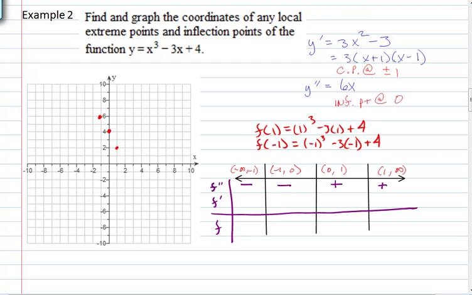Now let's look at the first derivative. Going up here to the first derivative where I have it factored. If x is between negative infinity and negative 1, let's say negative 2, that gives me a negative times a negative is positive.